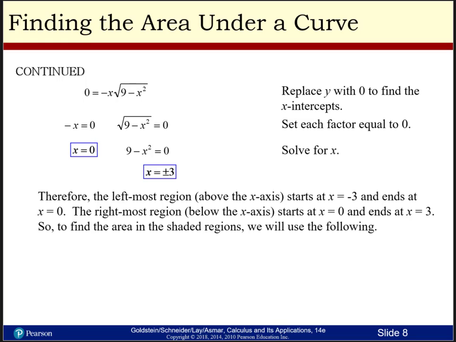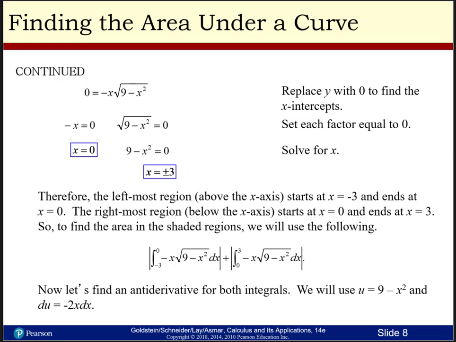So to find the area in the shaded regions, we're going to use the following. We're going to do this in pieces: the piece from -3 to 0 and then from 0 to 3. And we need to make sure that our answer is positive because we did see that that area was below, and we need to add positive areas. So we just put the absolute value symbols on there, meaning if it's negative, make it positive at the end.